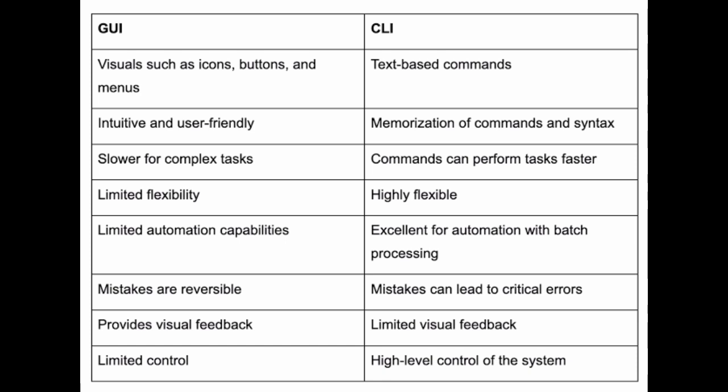For pointing devices, you use a mouse, joystick, or your keyboard together with it for the GUI. But CLI does not need any pointing device, just your keyboard is fine. So this is the difference between GUI and CLI.